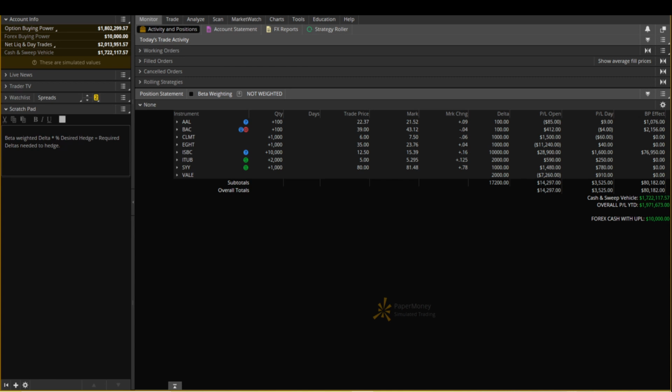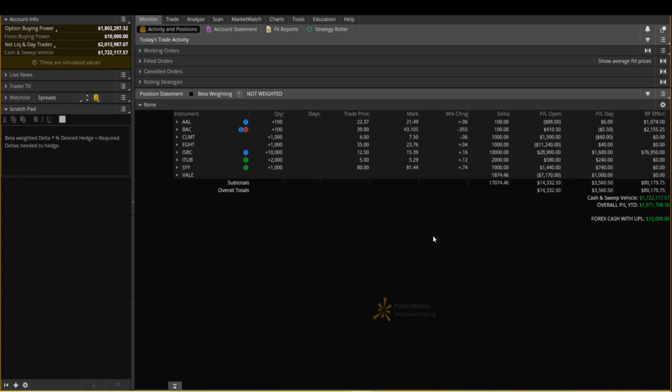And one way to get a rough estimate for that is to beta weight your portfolio to another ETF, such as, say, the SPY. You could also do this with the QQQ or the IWM. But for the purposes of this video, we're going to use the SPY.